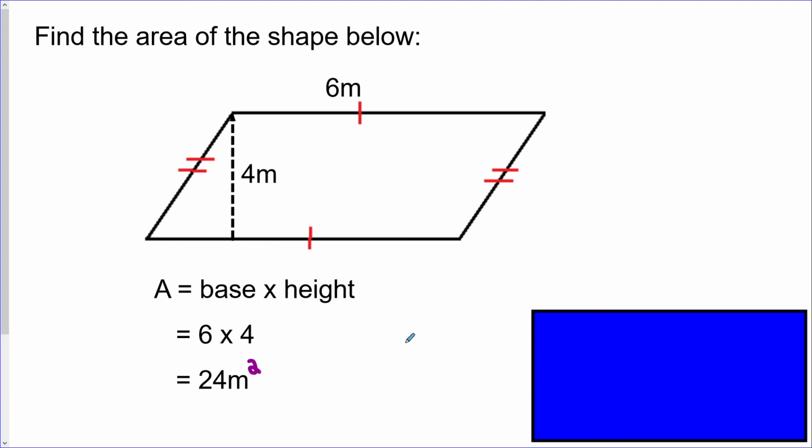Now, I just need to quickly note before we end the video here that the base of a shape does not necessarily have to be on the bottom. It's an important distinction. The base is going to be whatever is at right angles to the height. So if I took this entire shape and twisted it 90 degrees so it was up and down, and the 4 meters was going side to side, the 6 meters would still be the base, even though we flipped it on its side. So the base does not have to be the bottom.